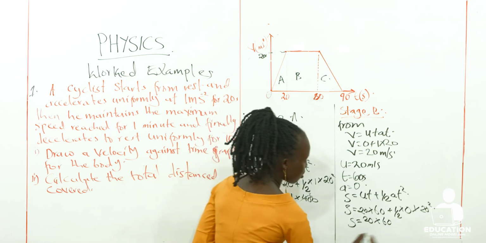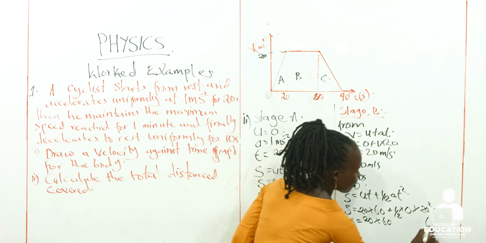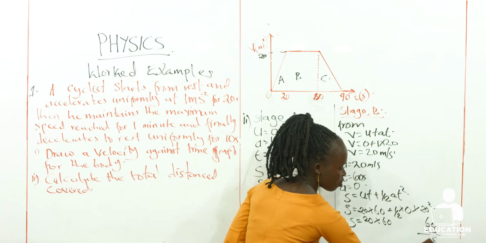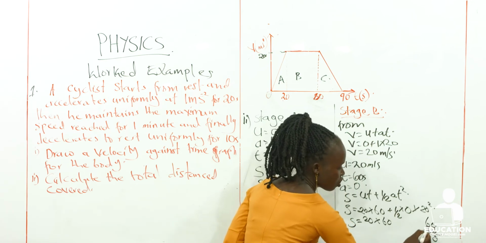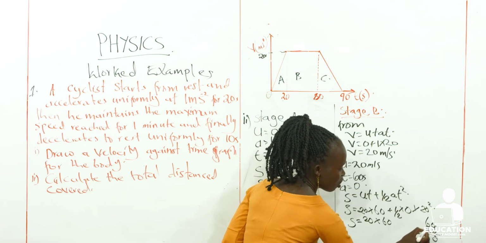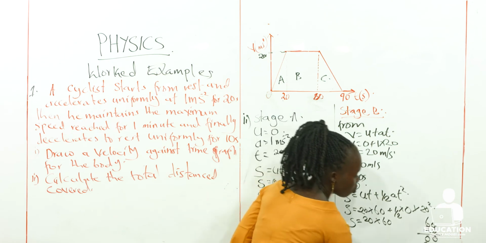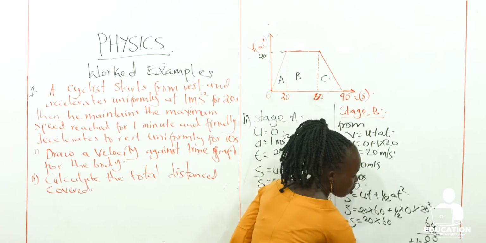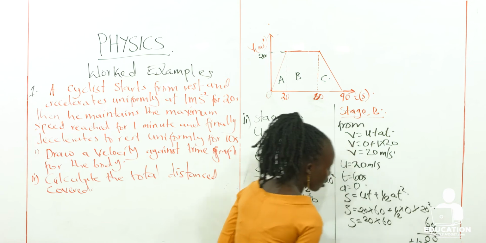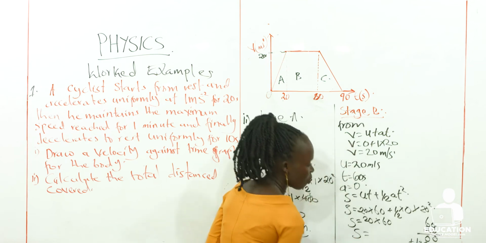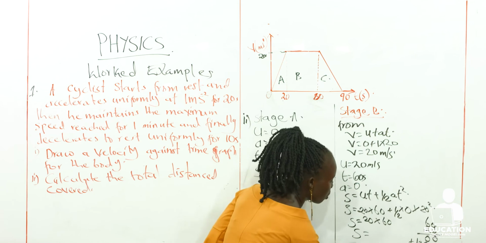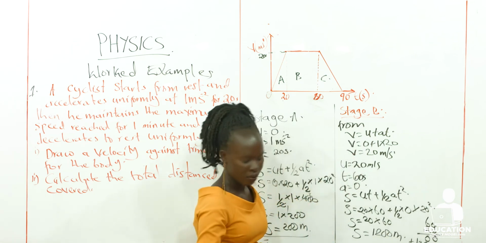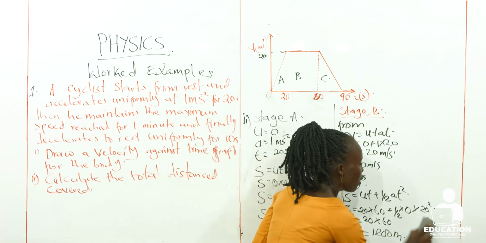So 20 times 60, what will you have? If you have 60, then you're multiplying it by 20. You'll have 0 times 0 is 0, 0 times 6 is 0, 2 times 0 is 0, and then 2 times 6, you get 12. So you add the whole of this, you'll have 0, 0, and then 2, 1. That means that the distance covered when the body was moving with the steady speed was 1,200 meters.